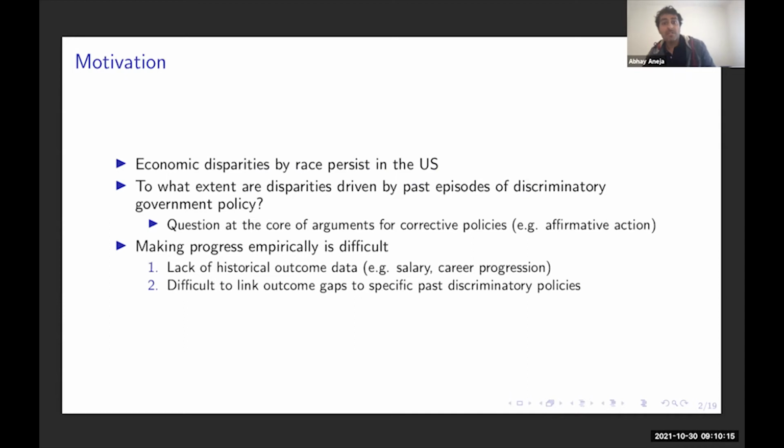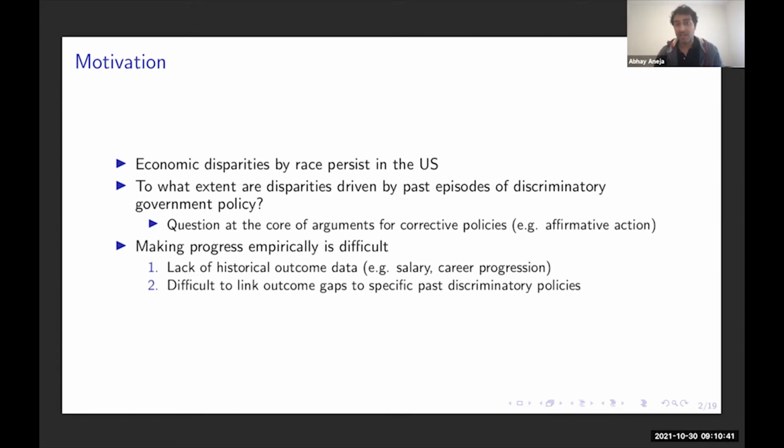Great. So the big picture motivation for this project is that we're trying to understand the roots of persistent economic disparities along racial and ethnic lines in the U.S. I don't think I need to motivate this too much. Lots of people on this panel in this room have contributed a ton to the literature that's helped us in this project.